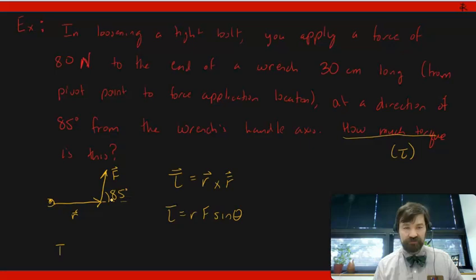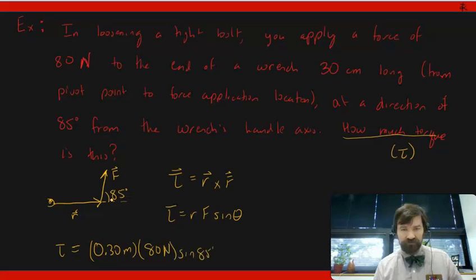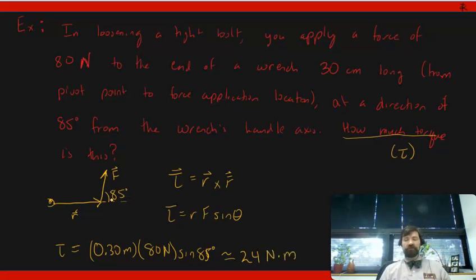So what we have is tau is equal to 30 centimeters, which is 0.30 meters, times a force of 80 newtons, times the sine of 85 degrees. Make sure your calculator's in degree mode. This ends up giving you 23.90. So if we round it to 3 sig figs, just to contrast it with saying 24, it'd be 23.9, but at 2 sig figs, we'd say 24 newton meters. There's only 2 sig figs in this problem, so we should probably round it to that.